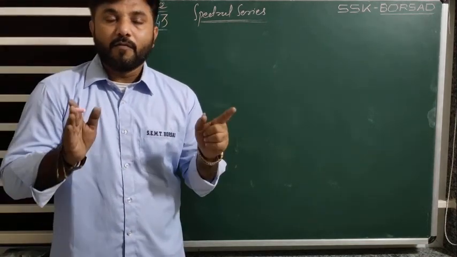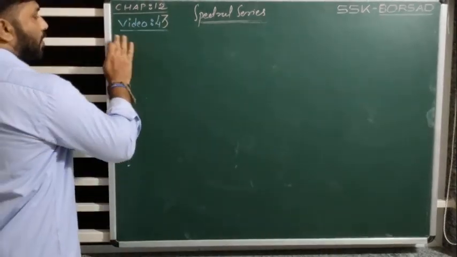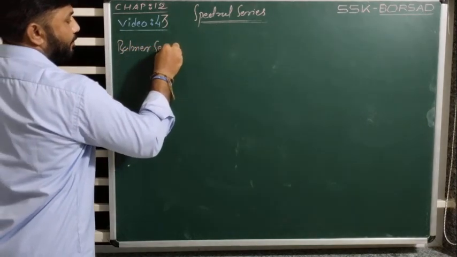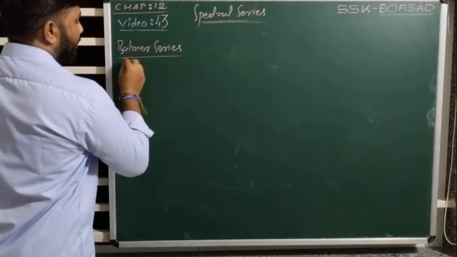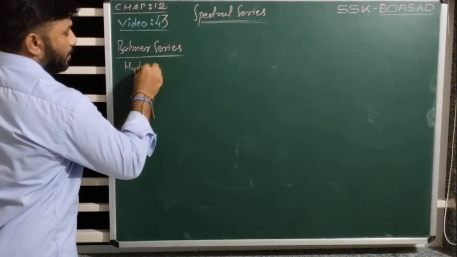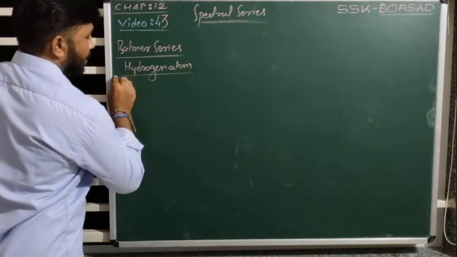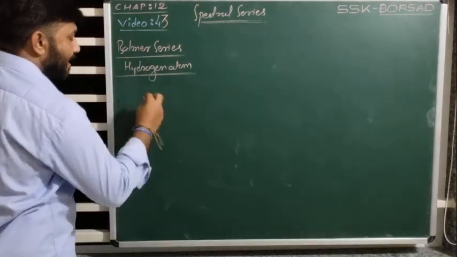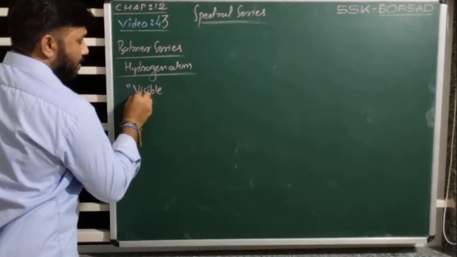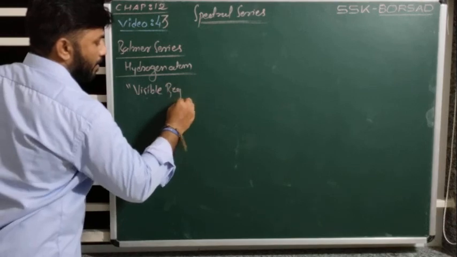That spectral line series was invented by one scientist, Balmer. So it is also known as Balmer series. Got it? Balmer series is for hydrogen atom, okay, and that Balmer series is obtained for visible light. So this Balmer series falls in the visible region.